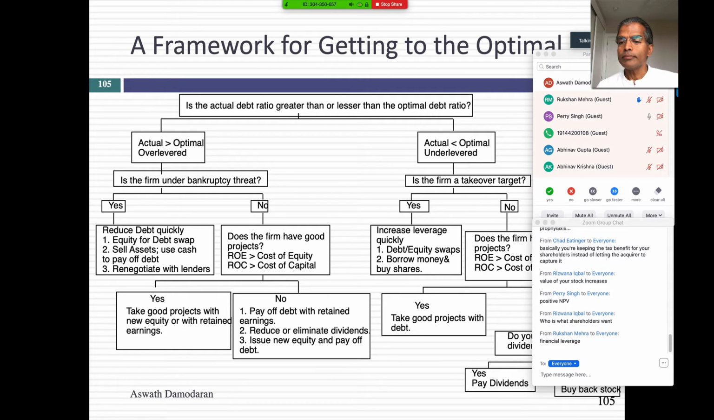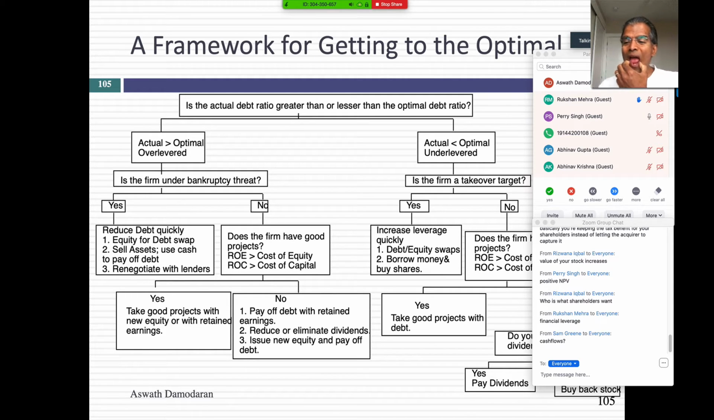So the definition for me of a good project would be the return is more than the cost of capital, or a positive net present value, right? I would have a positive net present value. But if I'm just buying back my equity or repaying my debt, I am actually getting a return of the cost of capital. Exactly. In fact, Perry's point is very good. Remember what we said happens when you take a project with a positive net present value? Your value as a company increases by the value of that project, right?